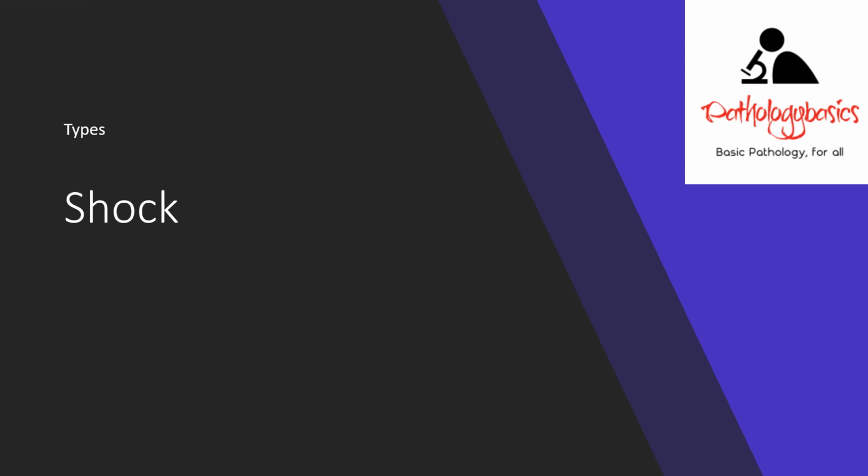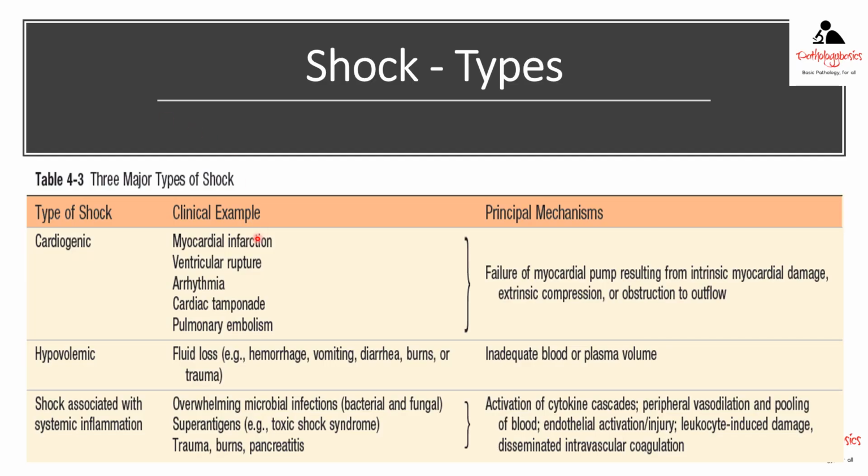What are the types of shock? Shock we can divide into three major types. First is cardiogenic, as we said in the definition. The heart is not beating properly, there is decreased cardiac output, and this is leading to a shock state which is called cardiogenic shock. This can happen due to various causes affecting the heart: myocardial infarction, ventricular rupture, arrhythmia, cardiac tamponade, or pulmonary embolism. All this leads to failure of the myocardial pump.